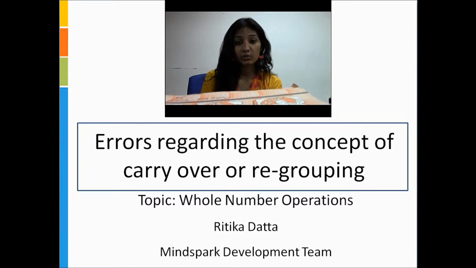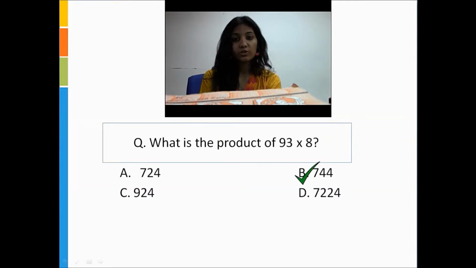Our data has shown that students make a line of common errors when it comes to the concept of carryover. It would be helpful to keep these errors in mind while working on such problems so as to prevent these from becoming too widespread. The following question was asked to about 2,500 students of class 3 and 4 in a detailed assessment test. They were asked to find the product of 93 and 8.